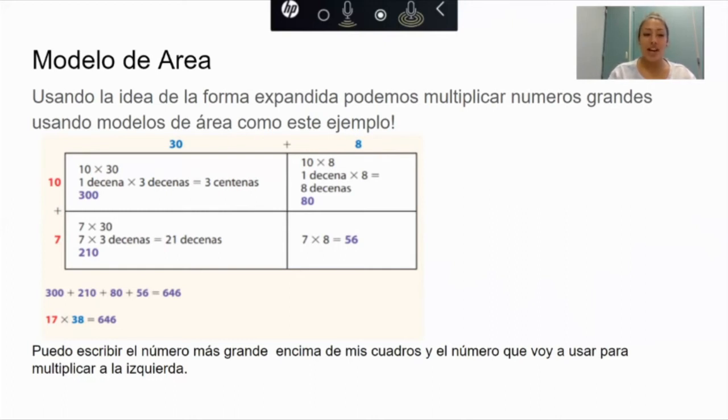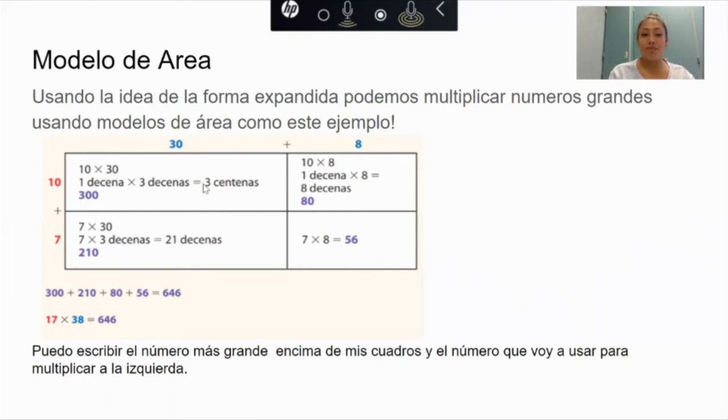Estoy usando mi modelo de área para representar y para romper los números, para mostrar los diferentes valores posicionales que cada dígito tiene. Aquí tengo 10 más 7 para representar 17. Aquí arriba tengo 30 más 8 para representar 38. Adentro de los rectángulos más pequeños, tengo la respuesta a los dos multiplicado. Una decena multiplicado por 3 decenas. O lo puedes mostrar 10 multiplicado por 30.